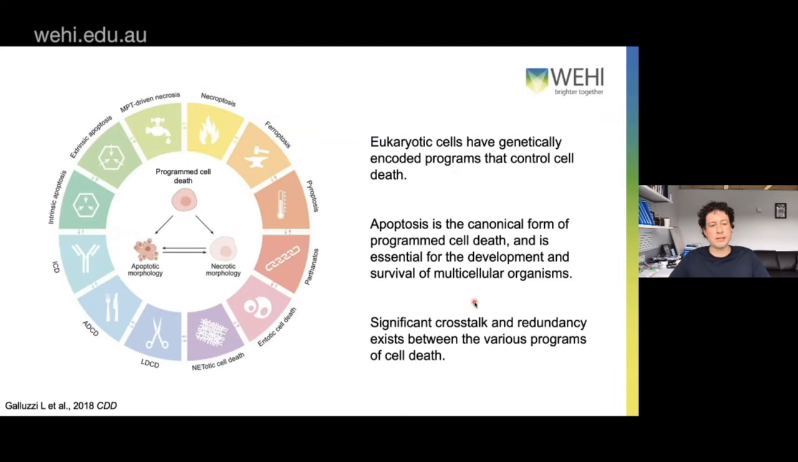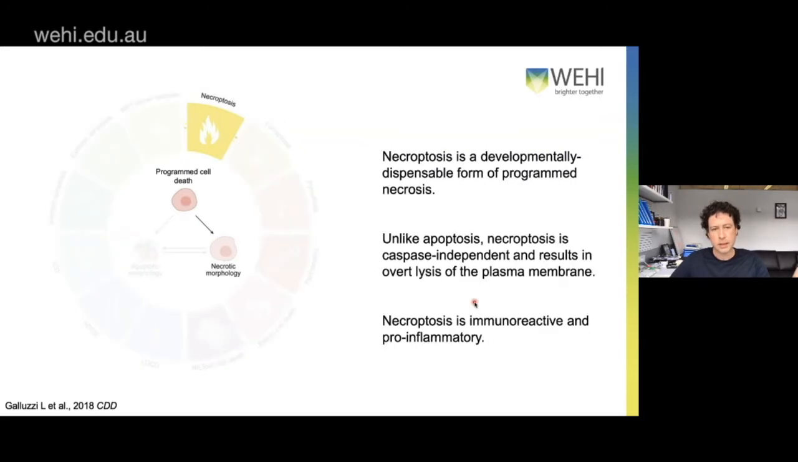And as we heard from Marcel a few weeks ago in the Wednesday seminar, there's a growing appreciation for the mechanistic crosstalk and functional redundancy and flexibility that exists between these various programs, so that they operate as a networked unit that can really achieve cell death whenever and wherever it's needed in an altruistic sense for the better good of the organism. So today's seminar, I'm going to focus on one of these programs of cell death called necroptosis.